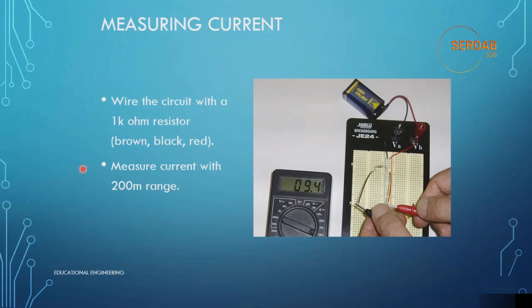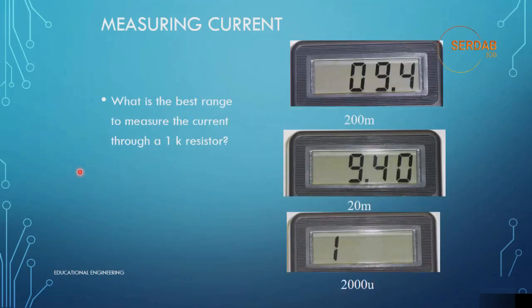Now let's wire the circuit with a 1 kilo ohm resistor, brown, black, red. This is that resistor, and measure current with the 200 milliamp range. Let's see the results. What is the best range to measure the current through a 1 kilo ohm resistor? As you can see, in the 200 milliamp range, it gave us a 0 on the left, which means that we can get a more precise reading. So if we switch it to 20 milliamp, it will give us 9.4 milliamp, and if we switch to 2000 microamp, it will give us out of range. So this is the best range for measuring.